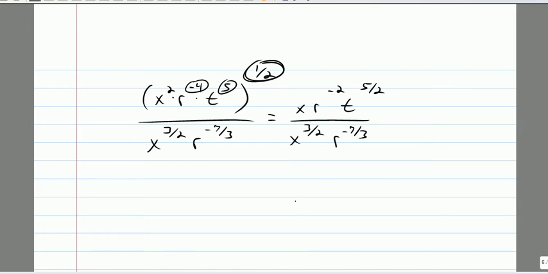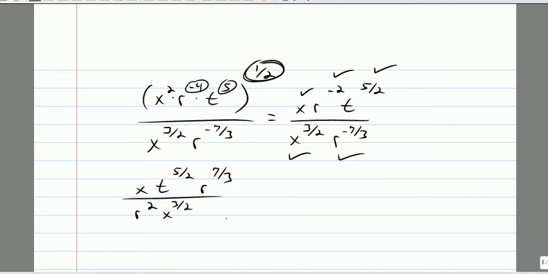My next rewrite, I'll just take care of the negative exponents, piece by piece. x stays on top, r to the negative 2 goes below as r squared, t to the 5/2 stays on top, x to the 3/2 stays on bottom, and r to the negative 7/3 moves up top to 7/3. Okay, in the numerator, nothing to combine. In the denominator, nothing to combine.